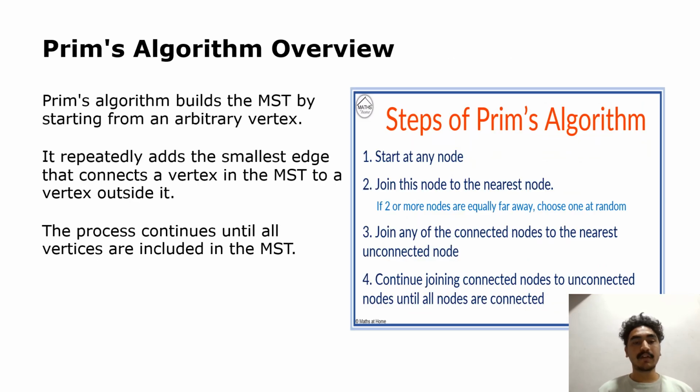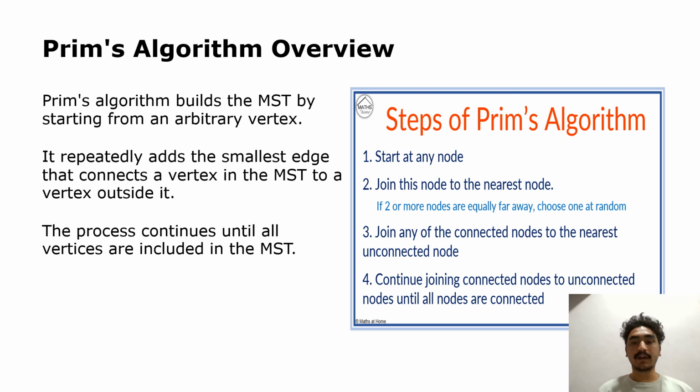We move to Prim's algorithm overview. Prim's algorithm builds the minimum spanning tree by starting from an arbitrary vertex. It repeatedly adds the smallest edge that connects a vertex in the minimum spanning tree to a vertex outside it. The process continues until all vertices are included in the minimum spanning tree.